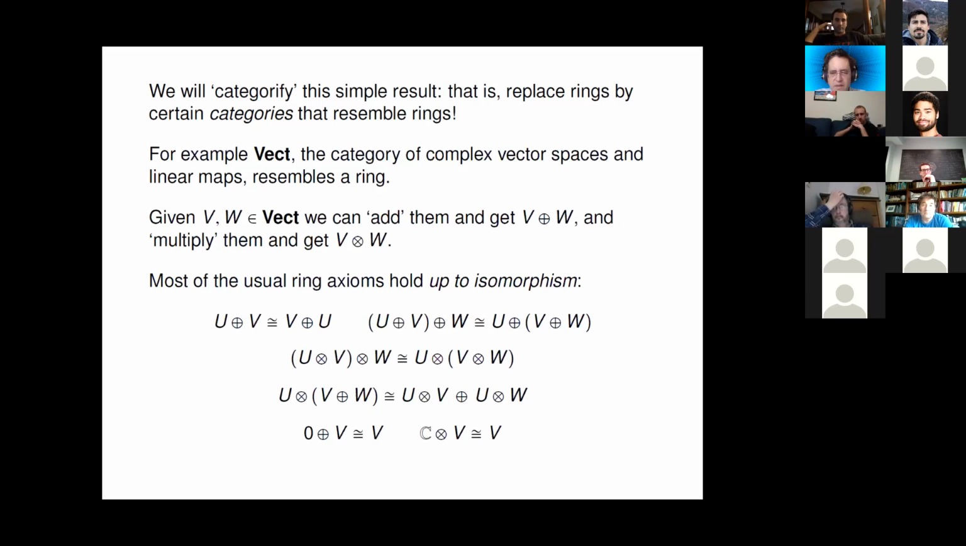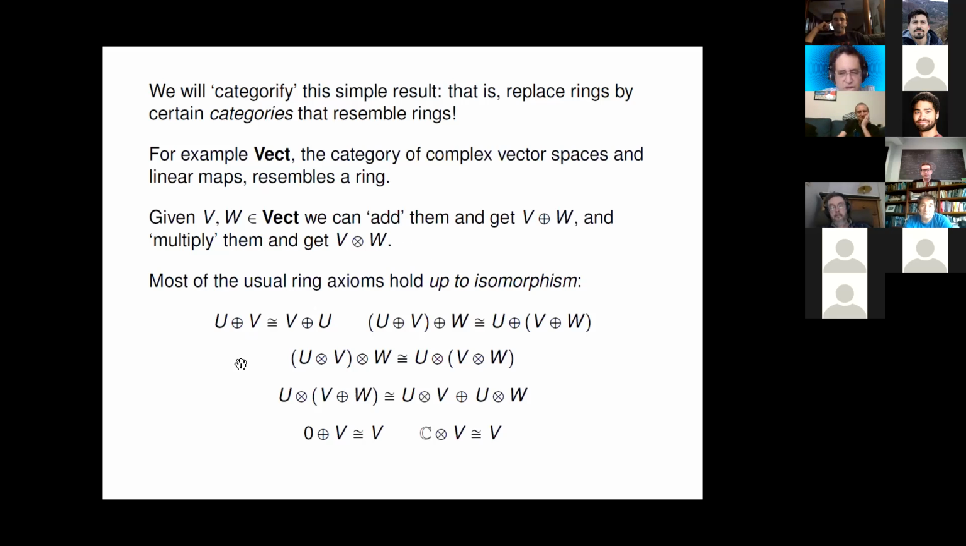Why is it like a ring? Well, because we can add and multiply. We can take the direct sum of two vector spaces and get a new vector space, and that's like adding them. We just draw a stupid little circle around the plus sign to indicate that we're doing something categorified. We can also take the tensor product of two vector spaces and get a new vector space whose dimension is the product of the dimension of those two guys. And so that's like multiplication.